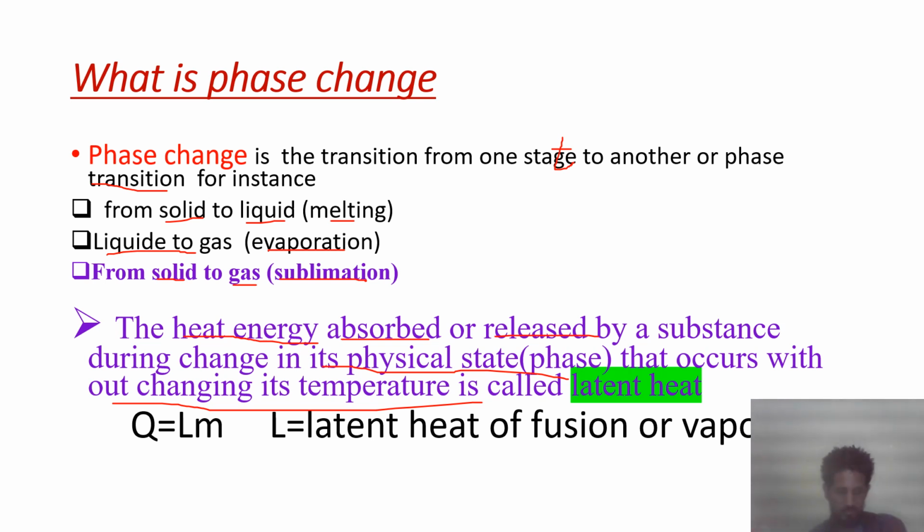Okay, so finally, we can summarize that a phase change is a transition from one state to another, or a phase transition. For instance, from solid to liquid is melting, from liquid to gas is evaporation, from solid to gas is sublimation.